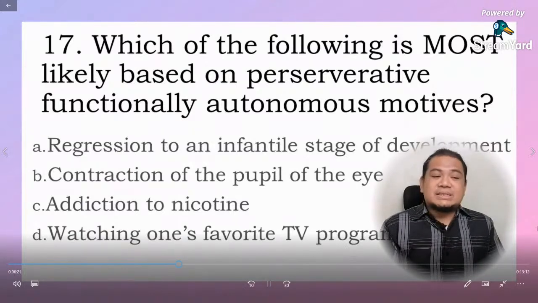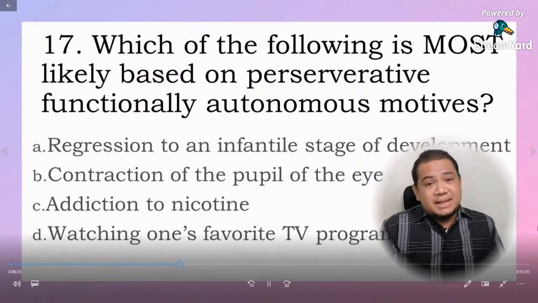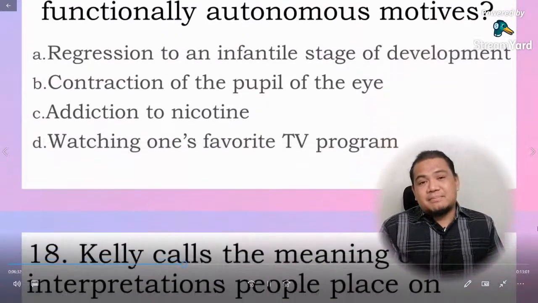Is it A, regression to an infantile stage of development? B, contraction of the pupil of the eye? C, addiction to nicotine? Or D, watching one's favorite TV program?